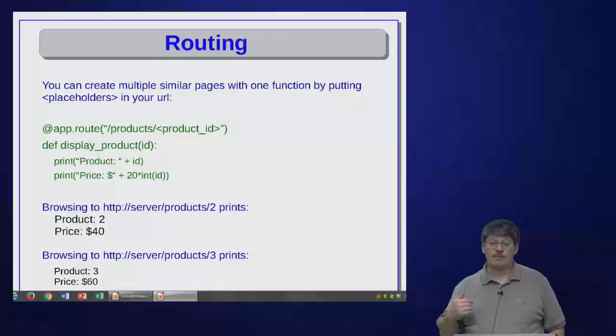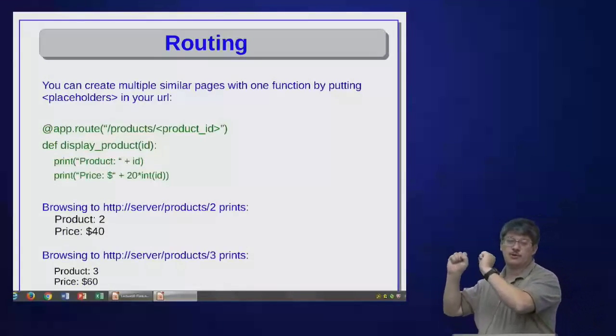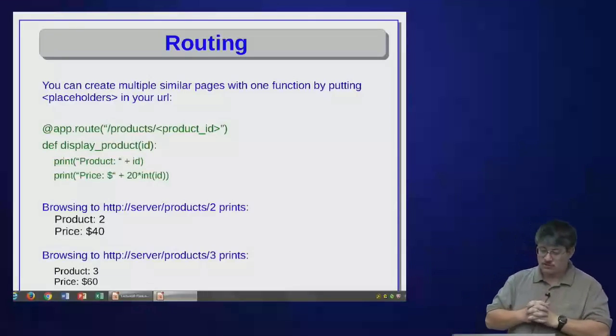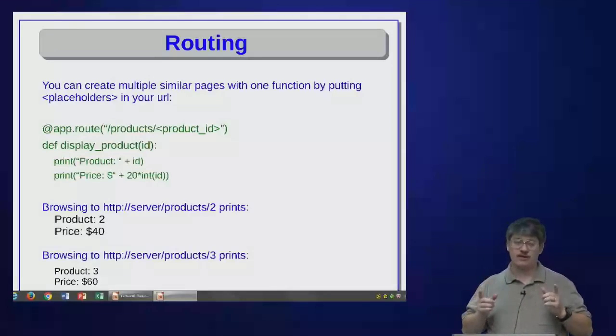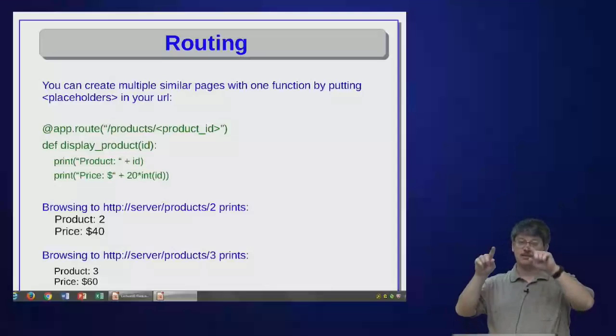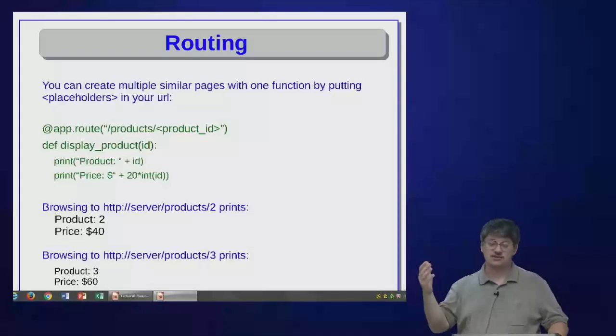So let's talk a little bit more about routing. How does Flask know which function to call when the user requests a particular page? It turns out that you can actually create multiple similar pages using a single function. The way that you do that is you put placeholders in your URL. Placeholders can be identified because they will have angle brackets around them. You can't actually have a less than or a greater than in a URL. Those are not legal characters in a URL. So Flask will use those as placeholders that identify some sort of text or variable.